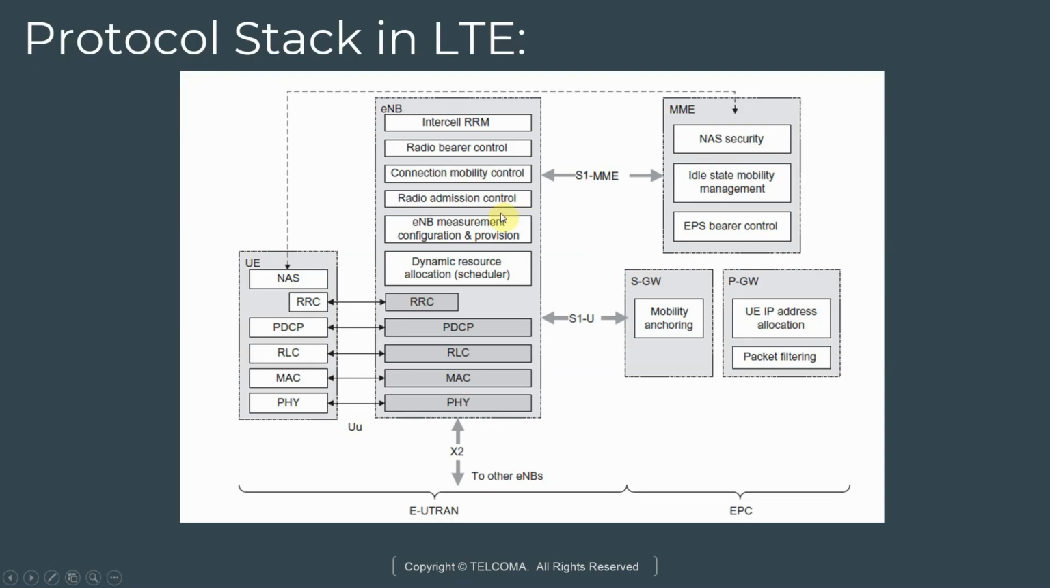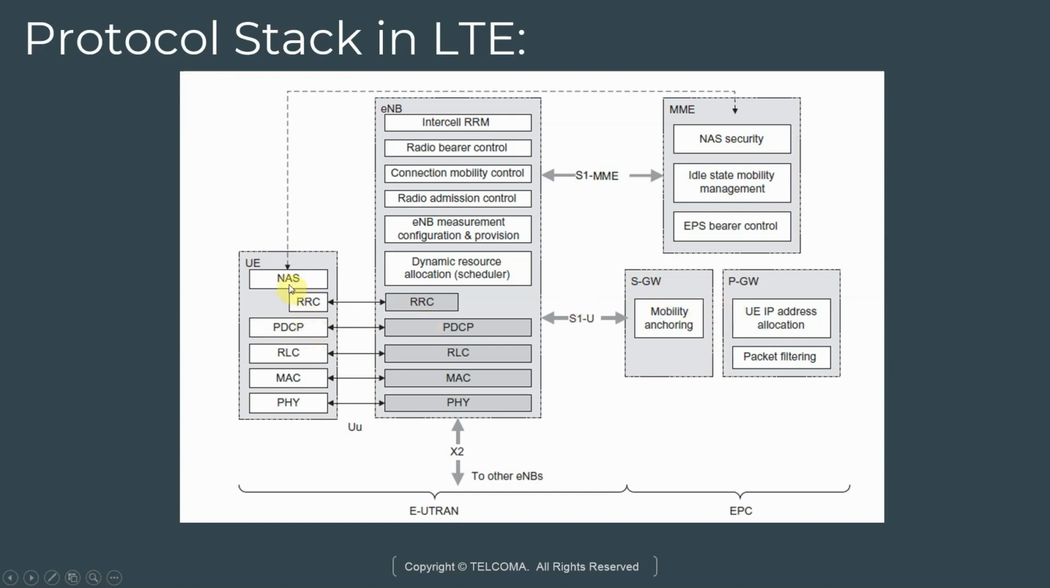So this picture here shows the protocol stack in LTE. As you can see, we have divided it into two parts. We have the E-UTRAN part up until here, and then we have the EPC part from that point on. Now you have the UE that's represented here. You have the eNodeB that's represented in this section, and you have the MME that's represented up here, and the serving gateway and the P gateway in these two boxes.